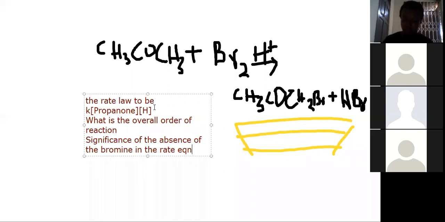So we can say that the absence of the bromine concentration in the rate equation means that the rate of reaction is independent of the bromine, independent of the change in its concentration. When you change the concentration of the bromine, it does not affect the rate. That means the rate doesn't depend on the alteration of the concentration of the bromine. So we can conclude that the bromine is in order 0.